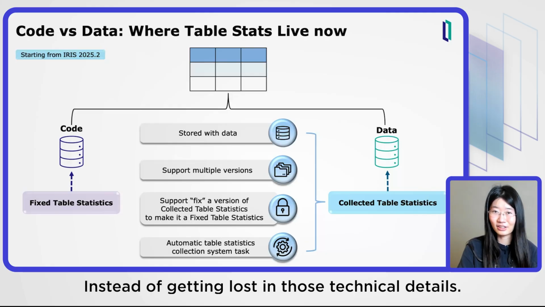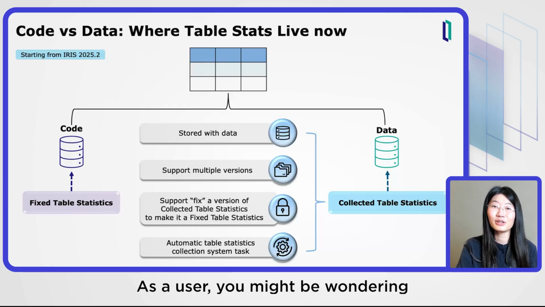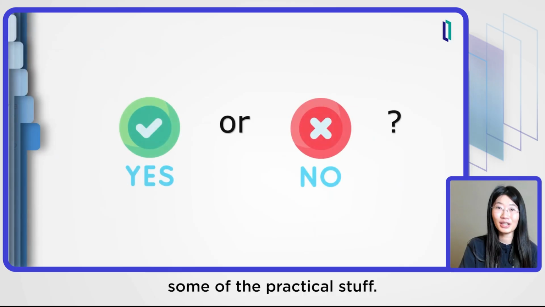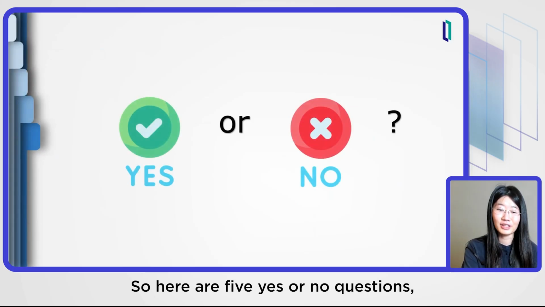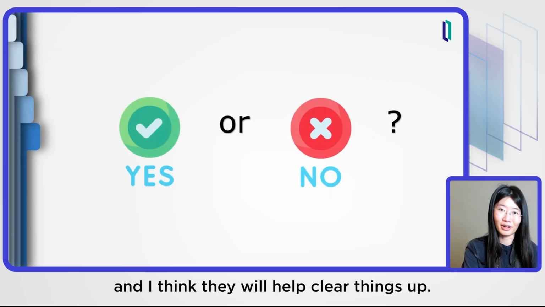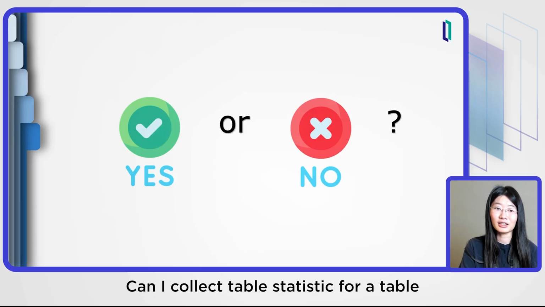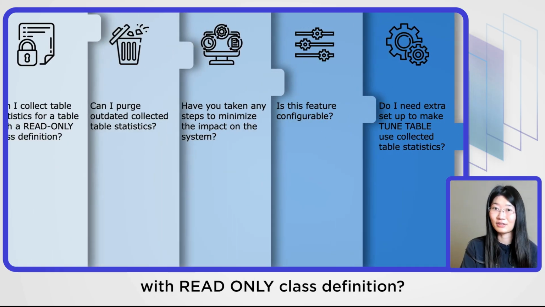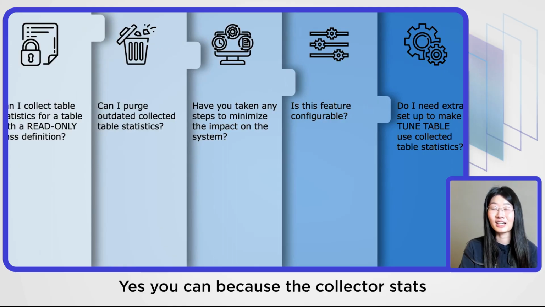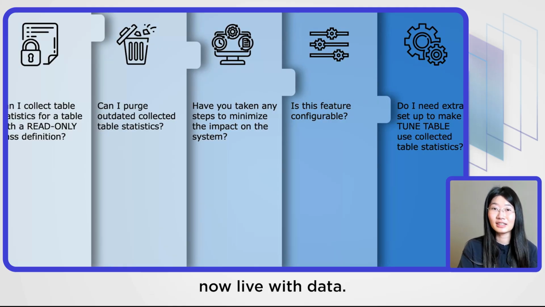Instead of getting lost in those technical details, as a user, we might be wondering about some practical stuff. So here are 5 yes or no questions, and I think they will help clear things up. First, can I collect table statistics for a table with a read-only class definition? Yes, you can, because the collected stats now live with the data.